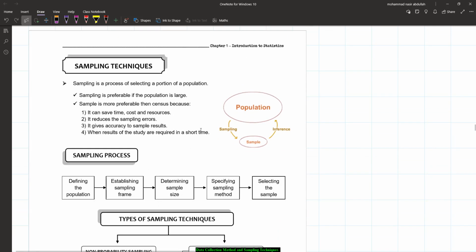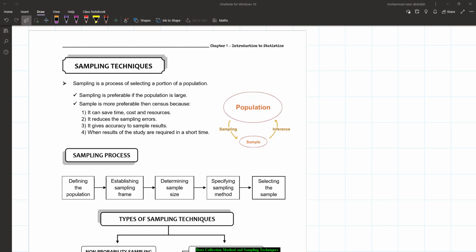So let's look into sampling techniques. Before we go to sampling techniques, you already know the definition of a sample. A sample means that we take a portion from a population, because we cannot survey all members of the population, so that's why we take a sample.